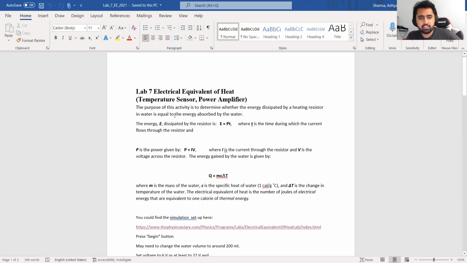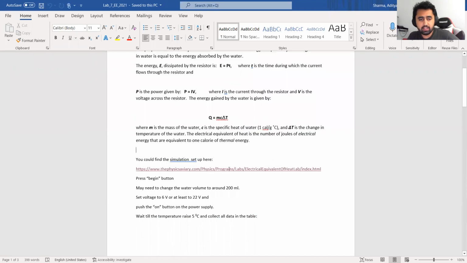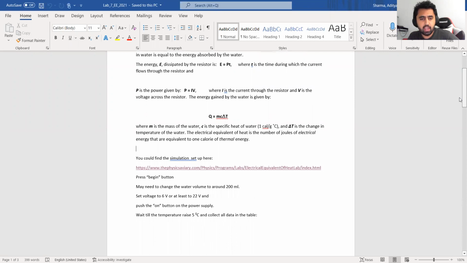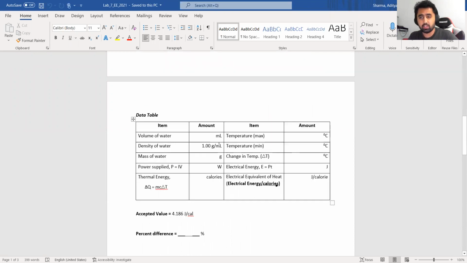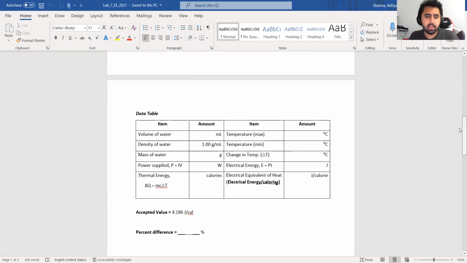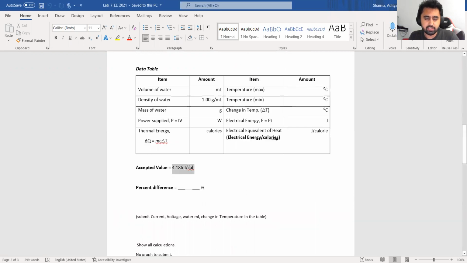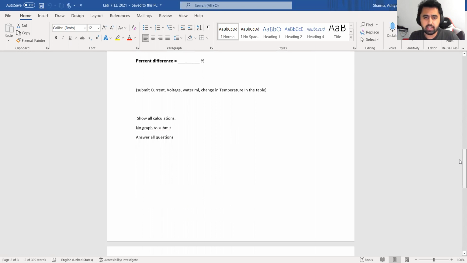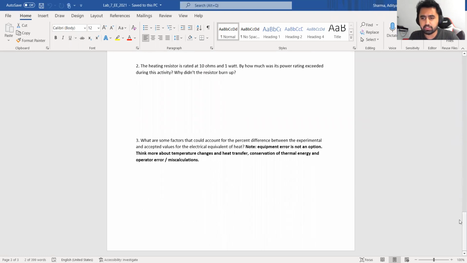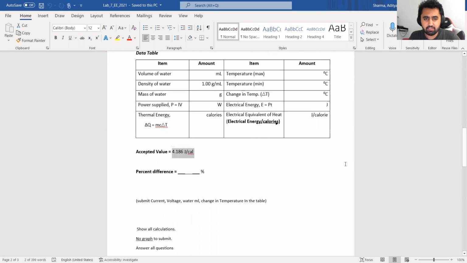All right, so these three equations are all you need for this lab. If you click on this link, follow these instructions, and fill in this table, you'll get everything from the simulation, and you have to compare your final answer to this value that you have here. Show all calculations and answer the three questions at the end, which are pretty simple. And this is it for the lab.